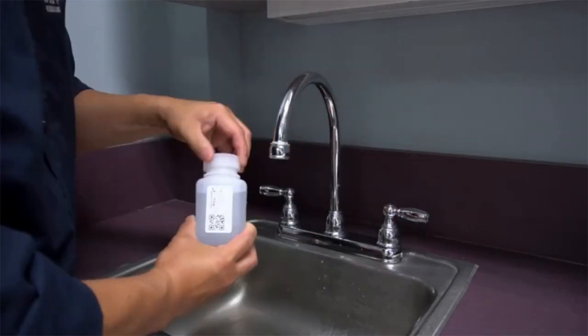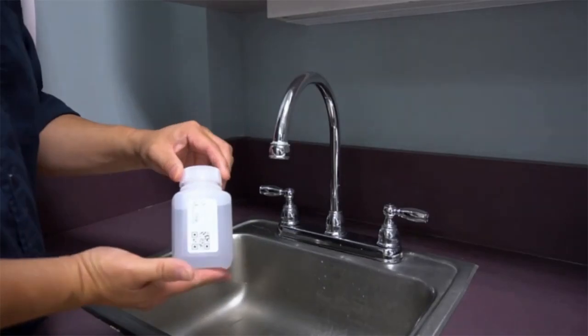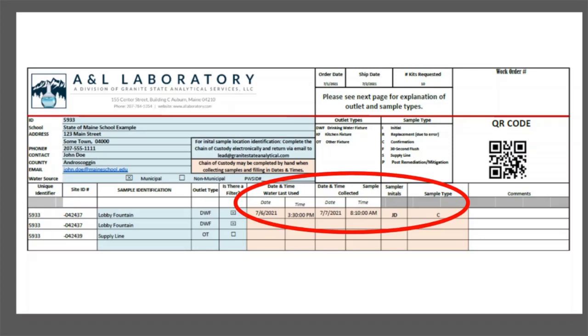Secure the cap. On the chain of custody, locate the correct sampling location and bottle ID. Record the date and time that the water was last used. Record the date and time the sample was collected. And record the sample type.